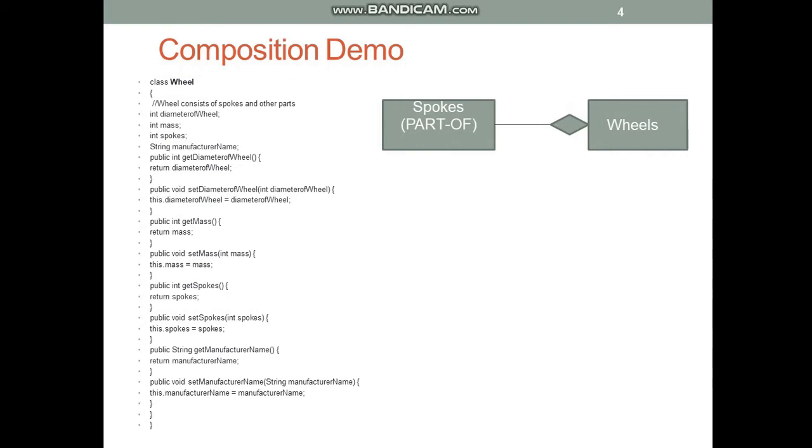So this is the example of composition where the wheel is represented. Here you can see that spokes are part of the wheel. So the part-of relationship is depicted in composition. That was about composition. Now let's move forward to aggregation.